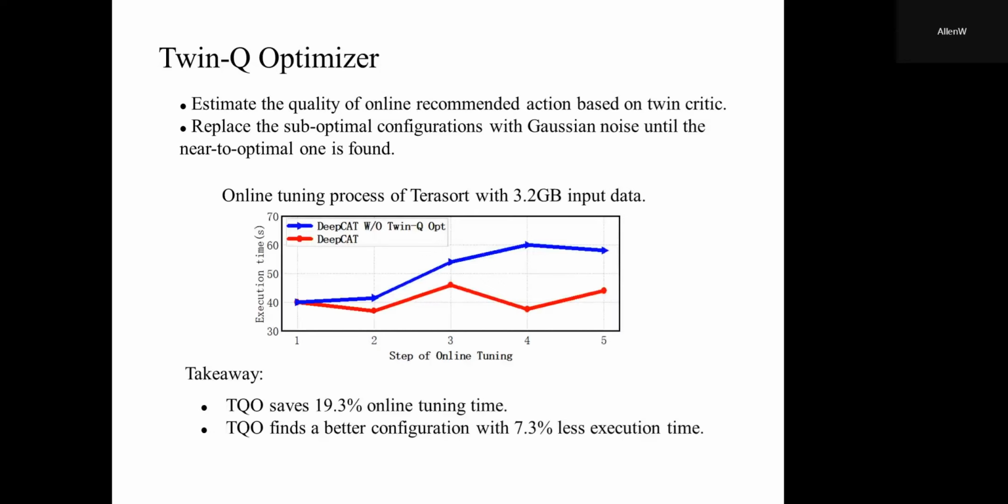We conduct online tuning experiments with the results. We can see that with the Pengfei optimizer, DeepCAT saves much online tuning time and finds a better configuration. The latter four steps are regarded as suboptimal configurations and optimized to better ones. It demonstrates that the Pengfei optimizer actually captures the suboptimal configurations and is able to generate a better one than the current one.